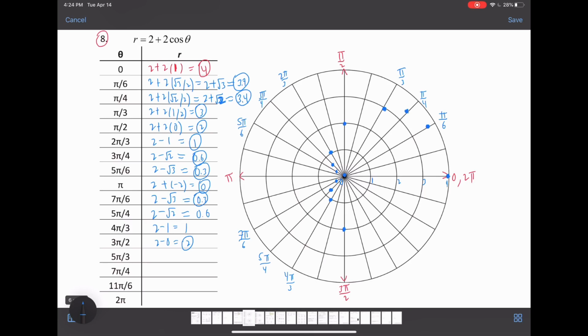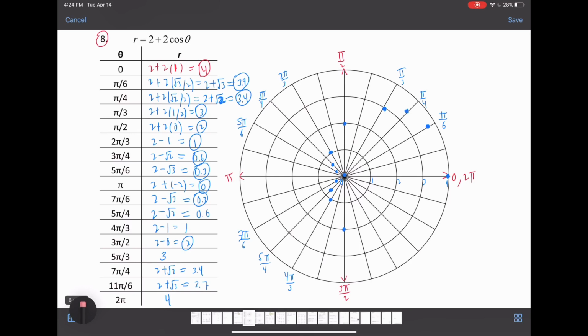5 pi over 3 is going to give you exactly 3. 7 pi over 4 is 2 plus the square root of 2, which is around 3.4. We've seen that value. 2 plus the square root of 3, which is around 3.7, and your last value is a repeat. It's at 4. So watch these points overlap.